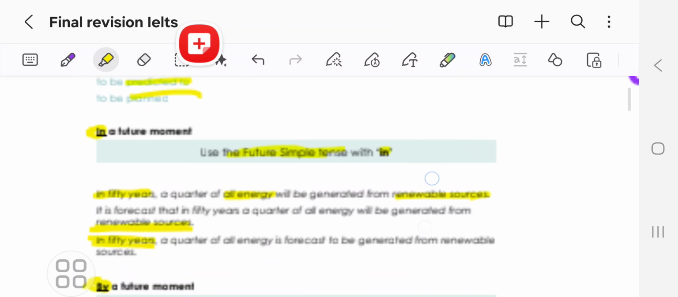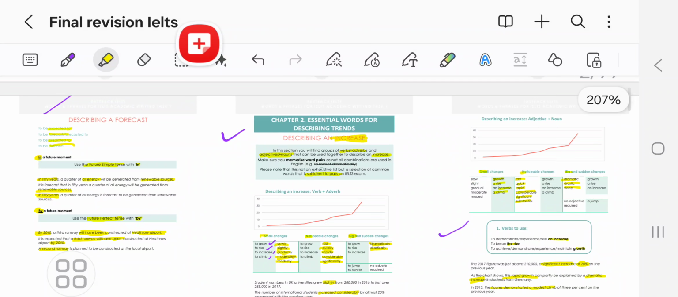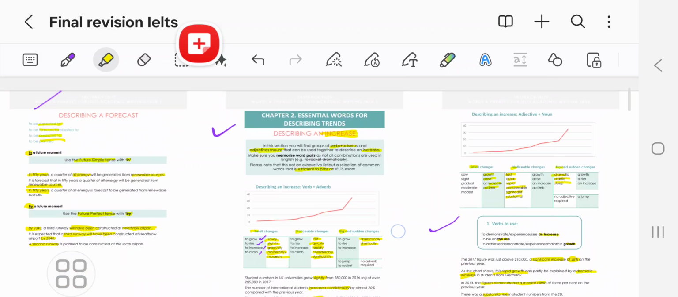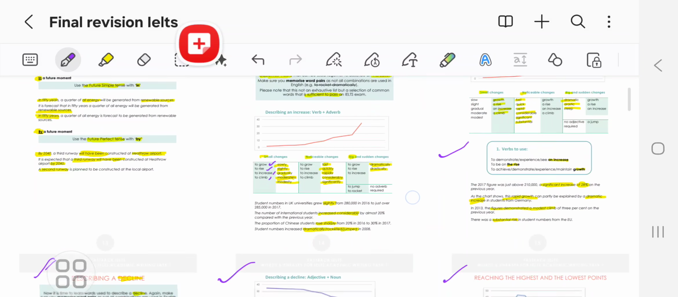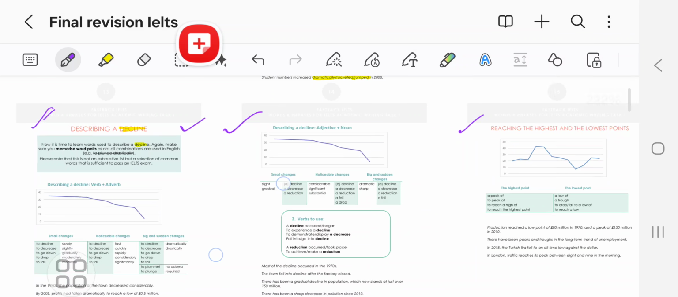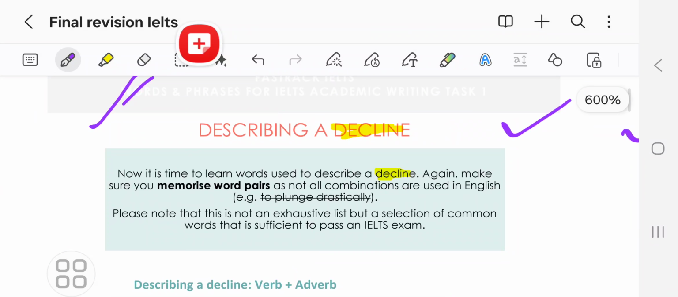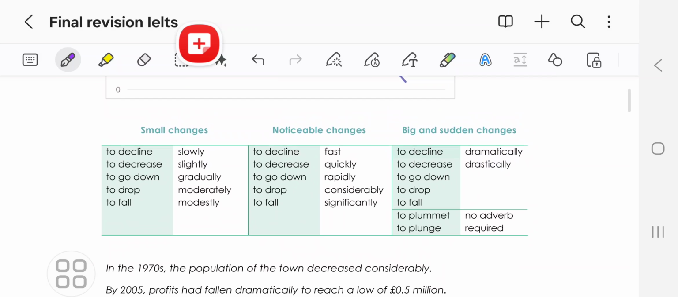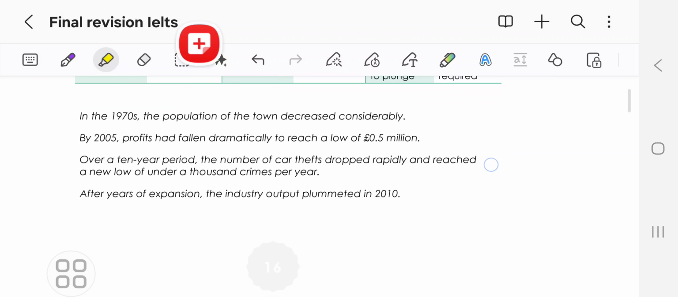We have covered the increase part here, and now we are going to cover the decline part. Make sure that you memorize the word points. Of course it's not an exhaustive list, but it's going to help. For a small change or noticeable change, or a big change, big is always dramatic, drastic; quickly, rapidly, substantially, considerably; and small is moderately, slightly, slowly, gradually.